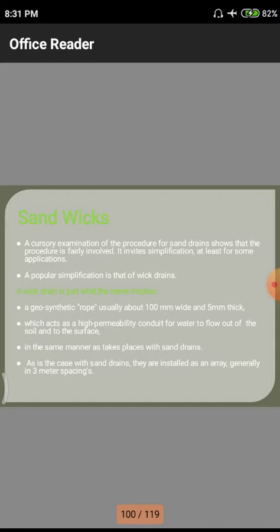A popular simplification of sand wicks is wick drains. A drain is used to remove water from a surface. Draining means removing. Normally in our surroundings we have these drainages. What is the purpose of drainage? It has to flow from input to output, and vice versa.